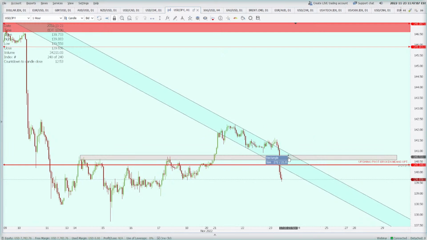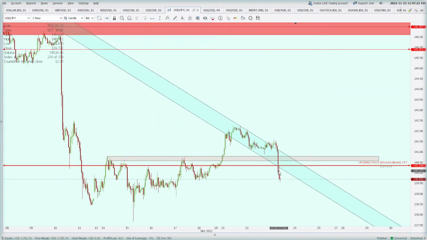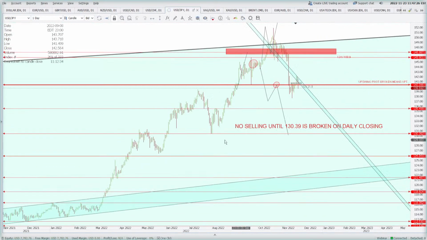So we were expecting support here on the intraday, but it did not happen because the US dollar has been sold off, and now after going lower than this 140.34, it has found resistance at this area. That means more losses are possible in this one. But I will switch to the daily chart to let you know what is happening.